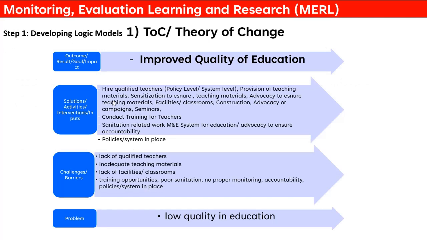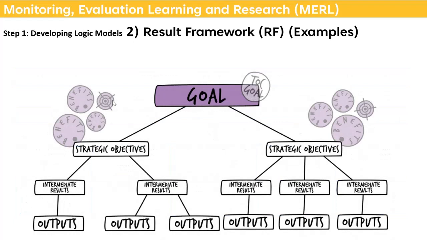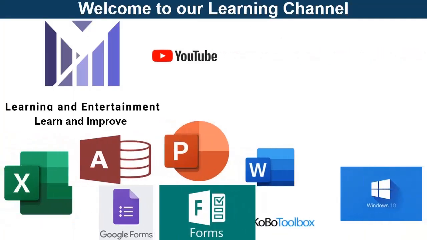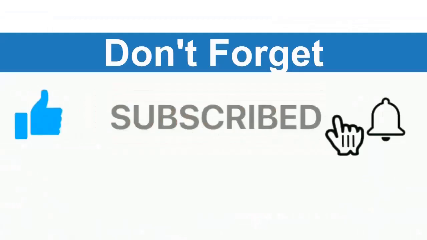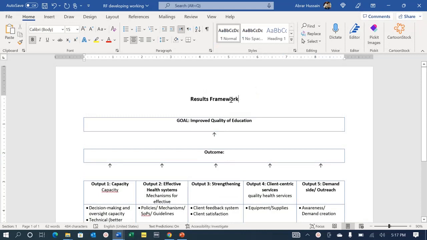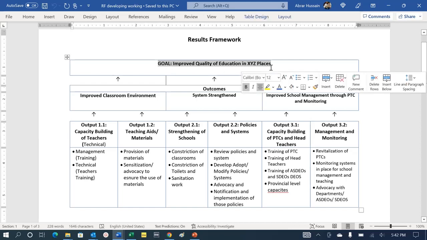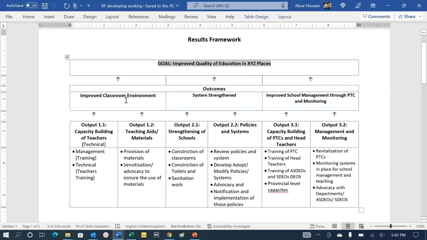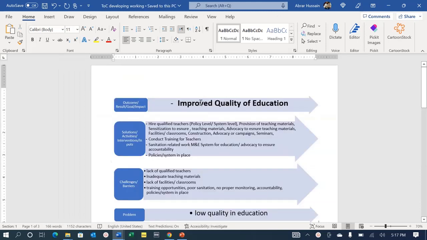Now based on this theory of change for this project, we will develop the results framework. This is the basic template of the results framework, or you can develop it like this also. So now let's start to develop our results framework. Based on that TOC, we are going to develop a results framework which will look like this. This goal is based on the TOC where we identified the problem. So we will develop this type of outcomes and then the relevant outputs under each outcome, which will look like this at the end.